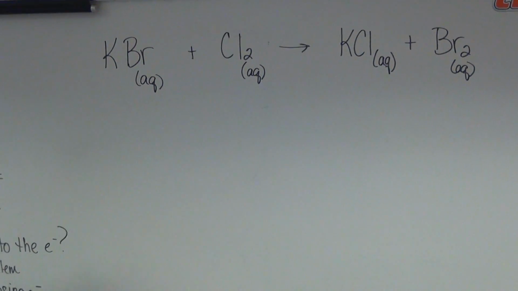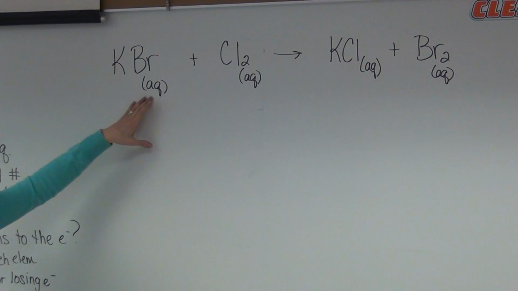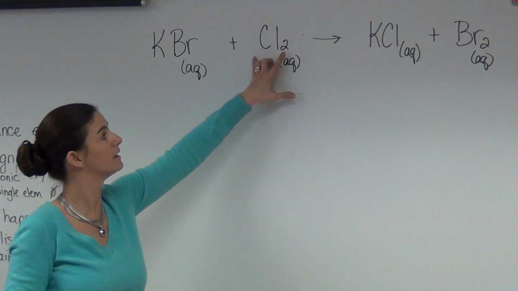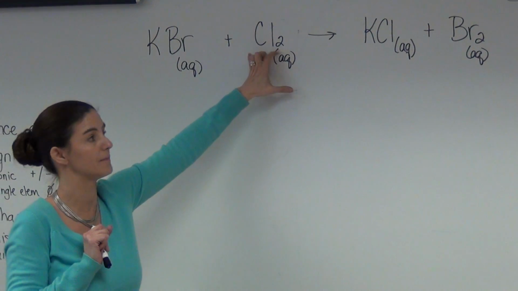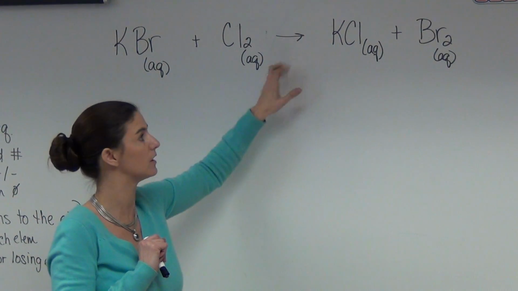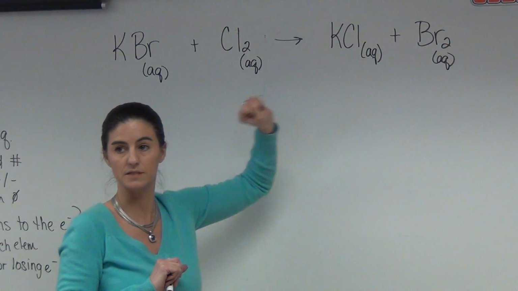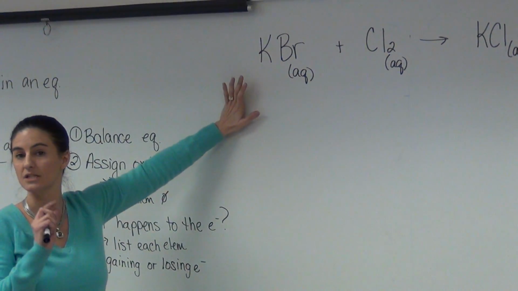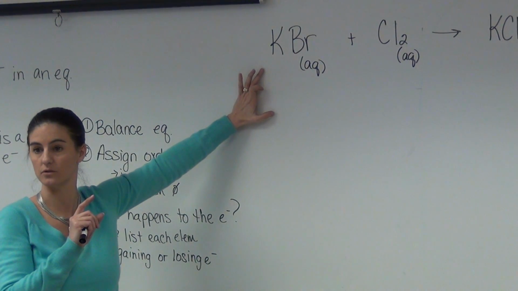We're going to do another example. We've got potassium bromide, aqueous, dissolved in water, plus chlorine, subscript 2, because it's diatomic, one of the 7 diatomic elements, yields, produces, forms, whatever you want to use for your arrow, potassium chloride plus bromine. Bromine's another one of the 7. So we're going to determine which elements are oxidized and which elements are reduced.